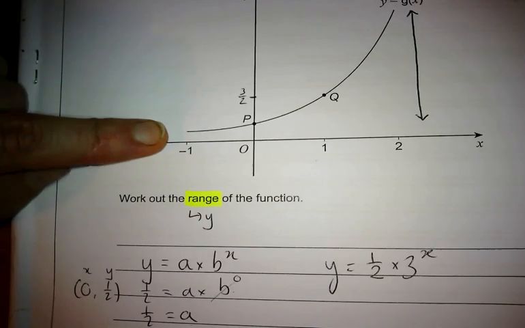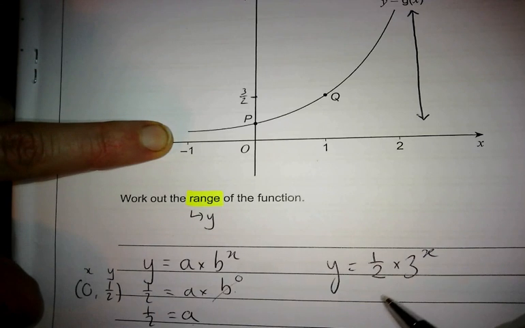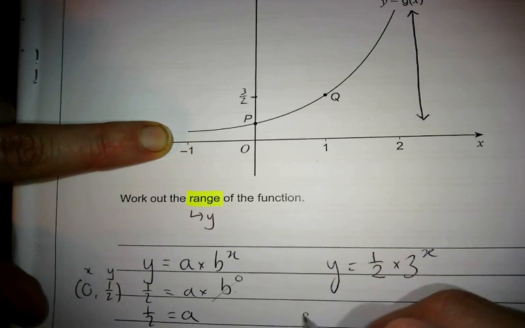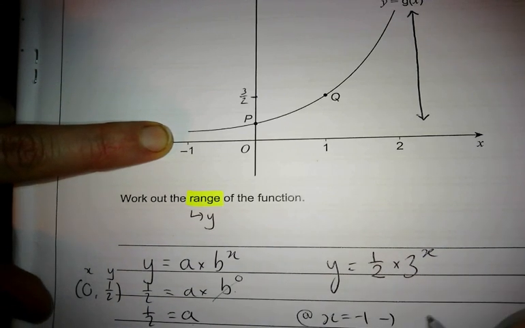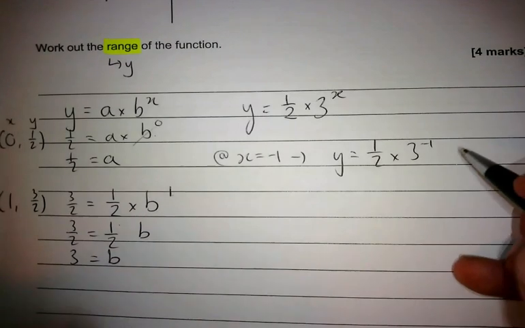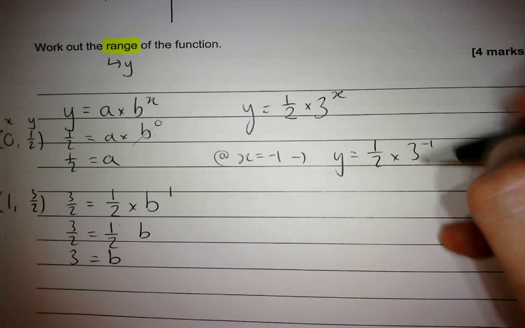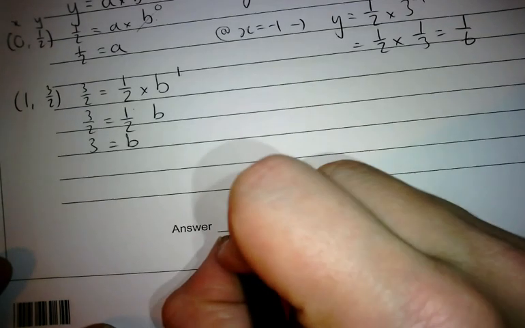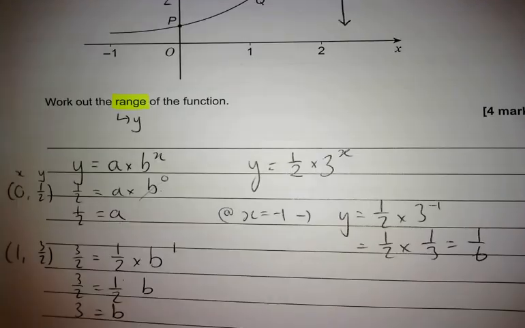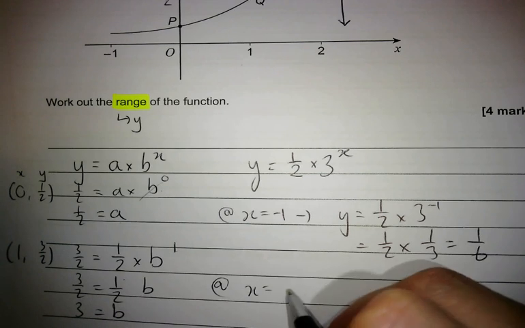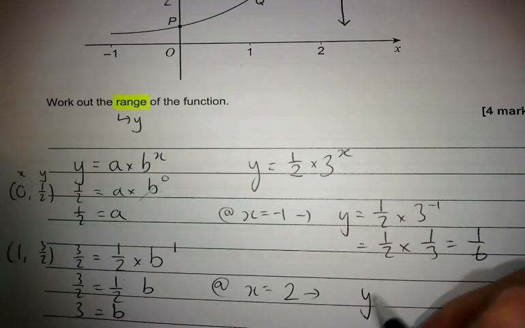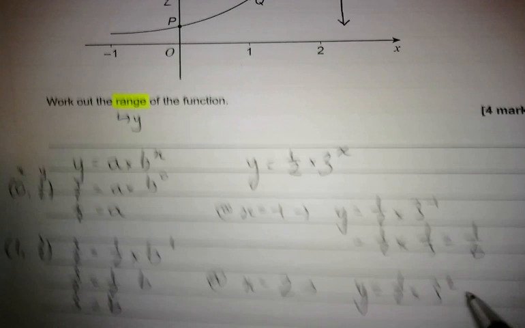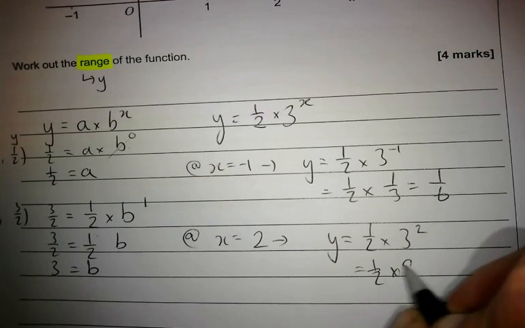So to figure out this smallest value, I'm going to substitute in when x is negative 1. So x is negative 1, y equals a half times 3 to the negative 1. I can use my calculator, but 3 to the negative 1 is a third, so that's going to be 1/6. So my smallest value is a sixth. My biggest value is when x is equal to 2, and that's when y is a half times 3 squared. So a half times 9, so 9 over 2.